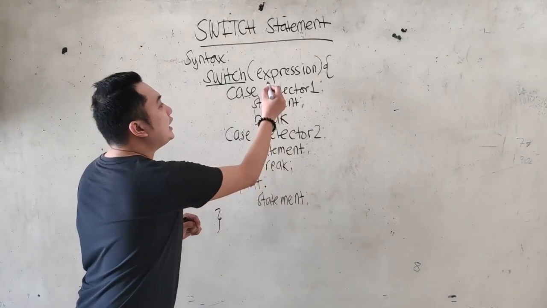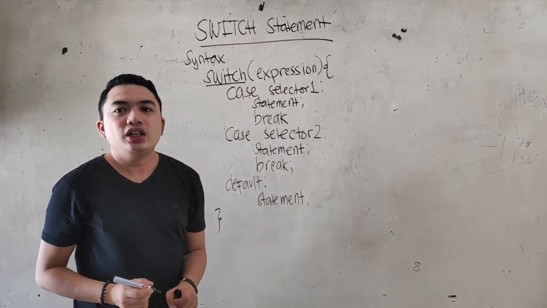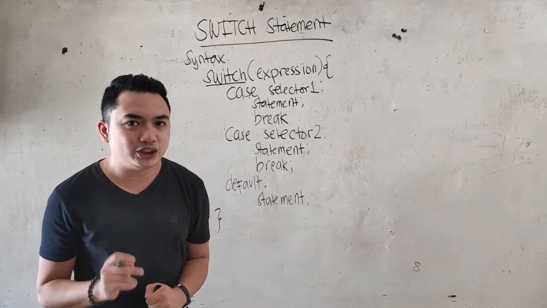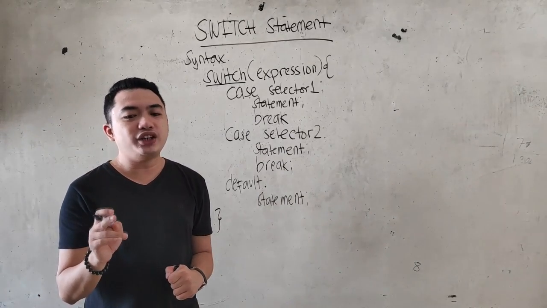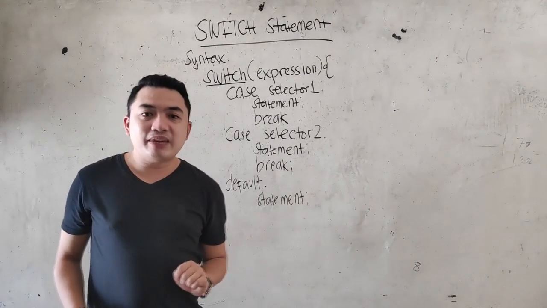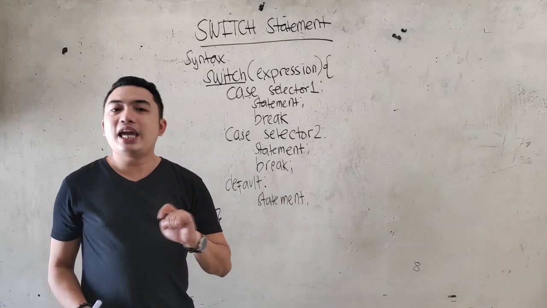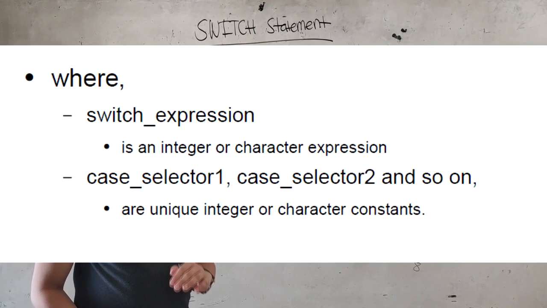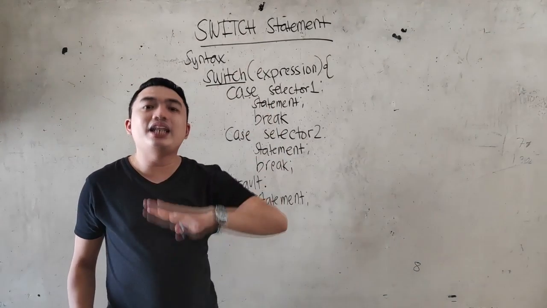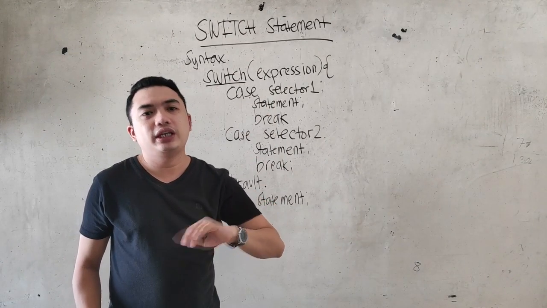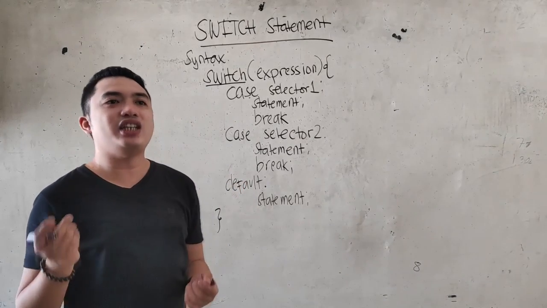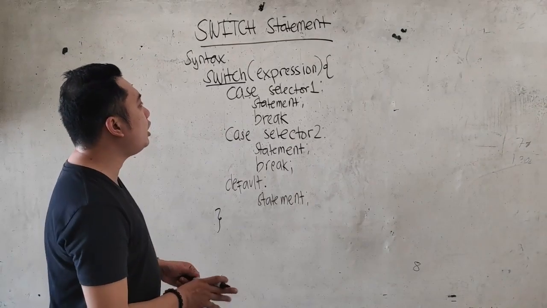Inside the parentheses is an expression. In an if statement, the expression should be a Boolean expression. That means it should be either true or false. But in a switch statement, the expression can be any data type. The expression can result in any type of value. It could be an integer, a double, a string, a character, etc.